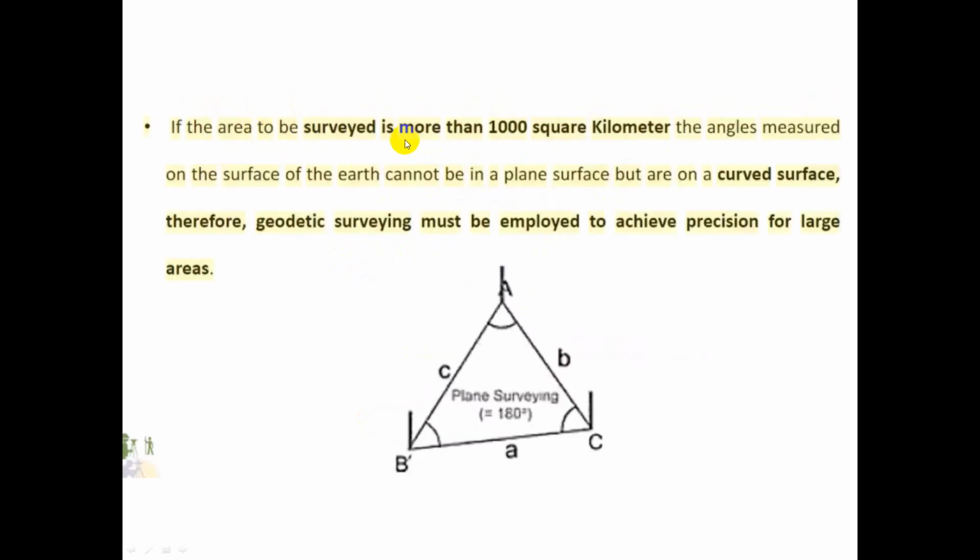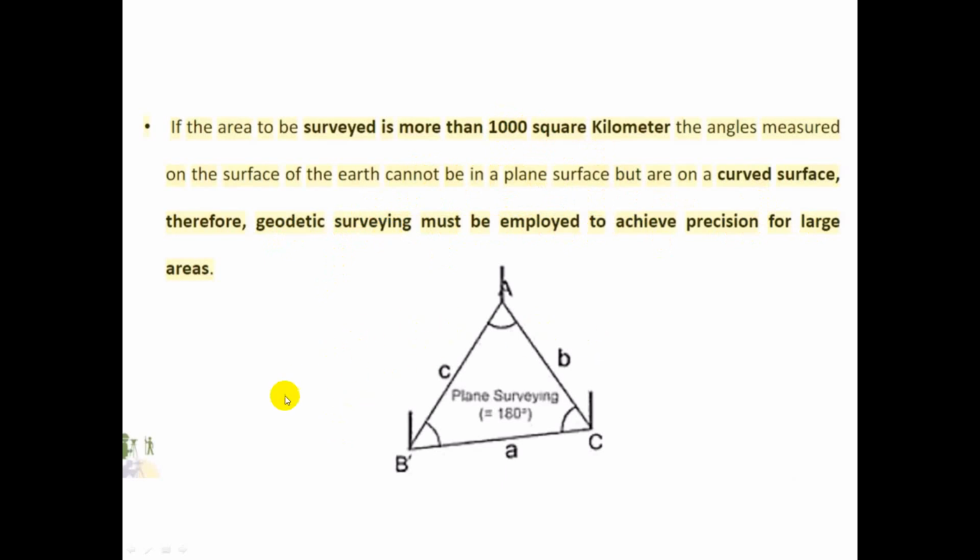If the area to be surveyed is more than 196 square kilometers, the angles measured on the surface of the Earth cannot be on a plane surface but are on a curved surface. So if it exceeds 196 square kilometers, there will be errors in your computations if you still treat it as straight lines. For such a large area, geodetic surveying must be employed to achieve precision, because your distance is now curved.